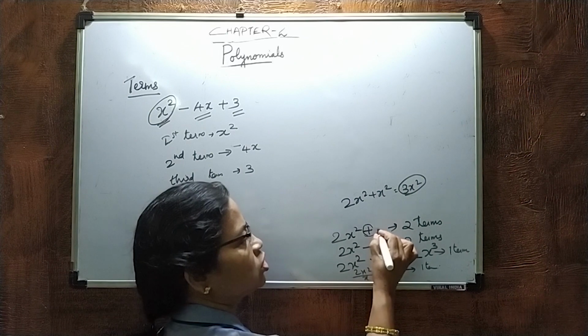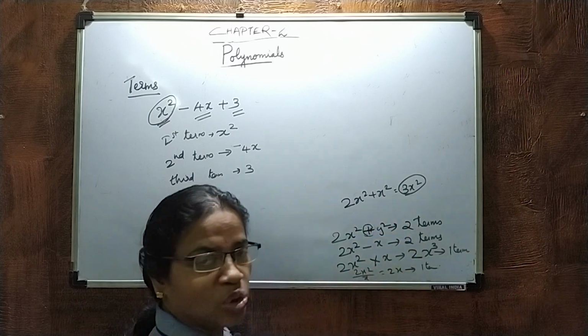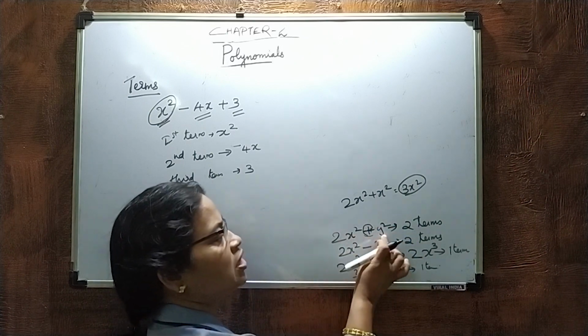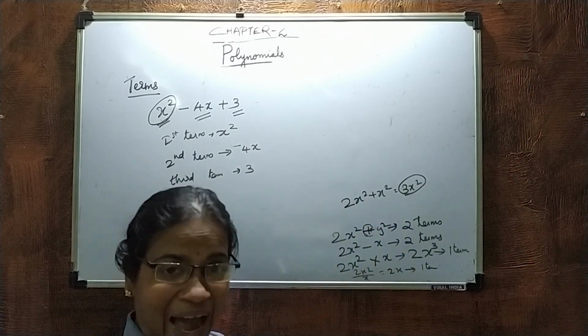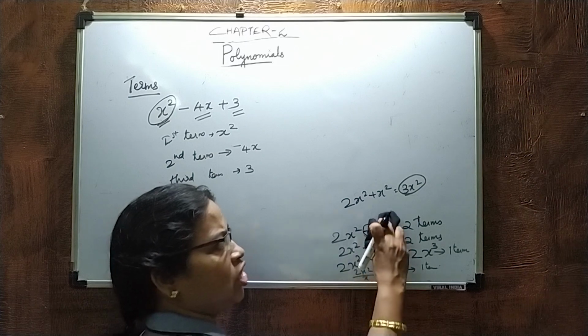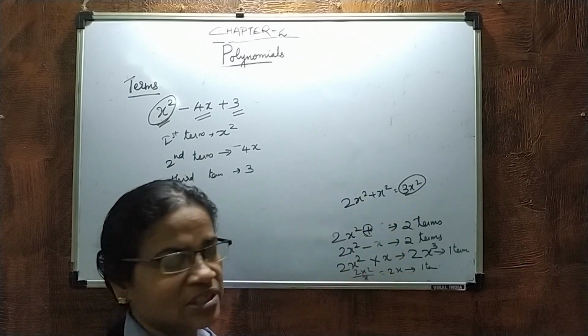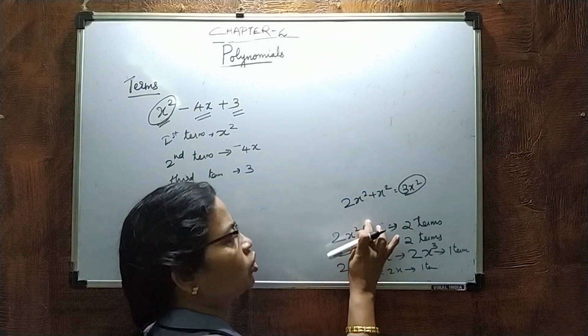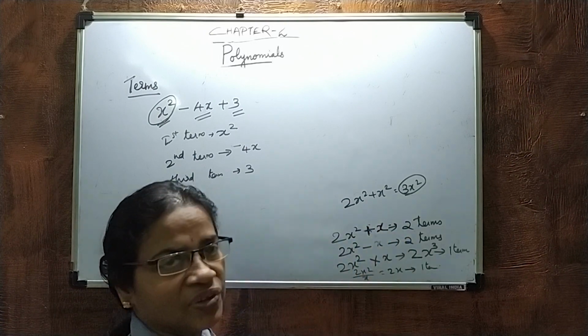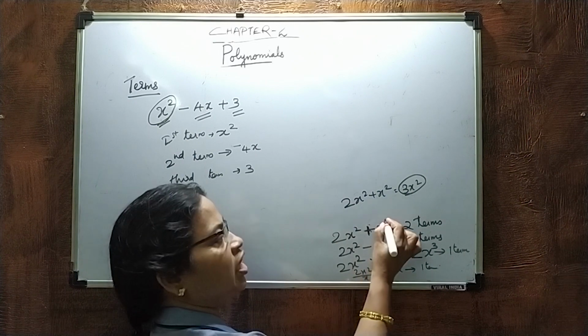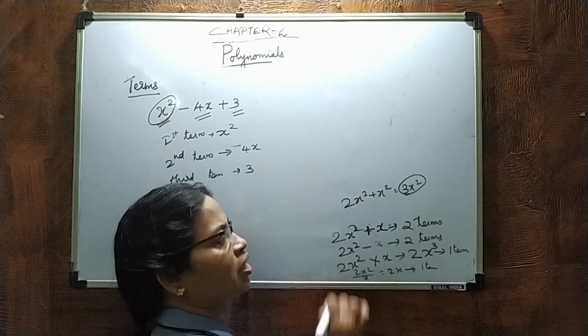Suppose here it is y square. Can you add it? No. Because the variables are different, only exponents are same. If the exponents and the variables are the same, you can add or subtract. Otherwise, no need to touch it. Just do it as in the question itself. Here exponent is 2, here exponent is 1. So here how many terms now?